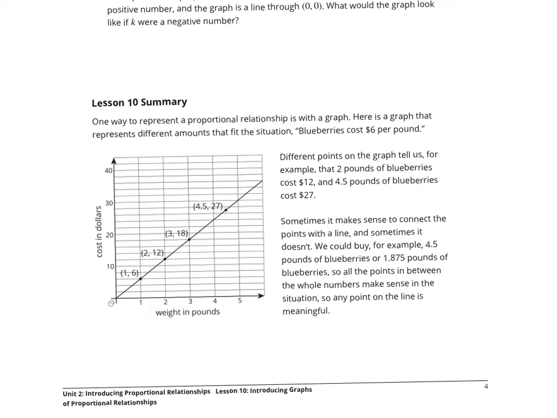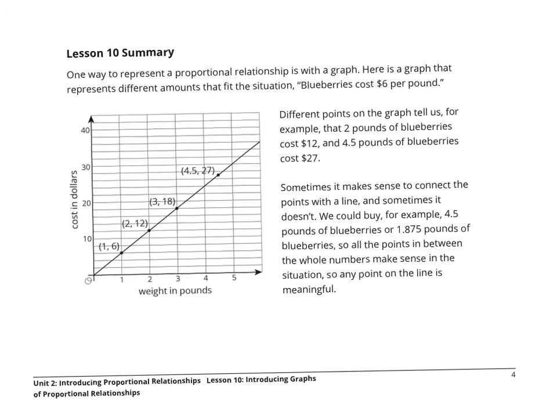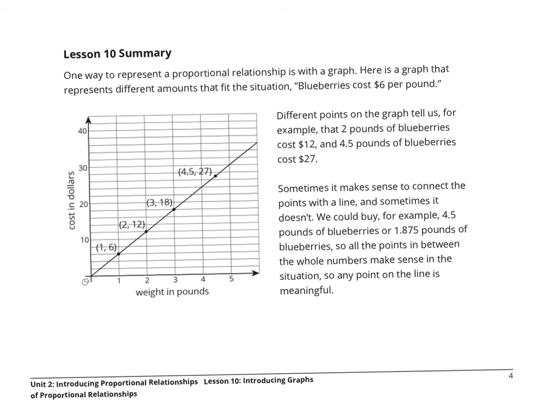So let's read through the lesson summary here, okay? One way to represent a proportional relationship is with a graph. Here's a graph that represents different amounts of the situation, and we're told here blueberries cost $6 per pound. And here's what we notice about the graph. Notice that it's a nice straight line, and then it goes through the origin. It goes through 0, 0. Different points on the graph tell us, for example, that 2 pounds of blueberries cost $12.